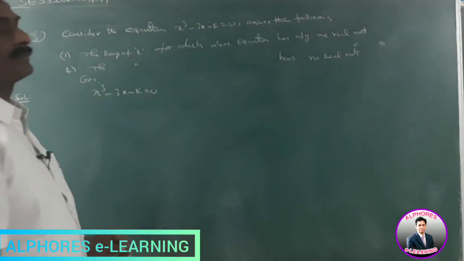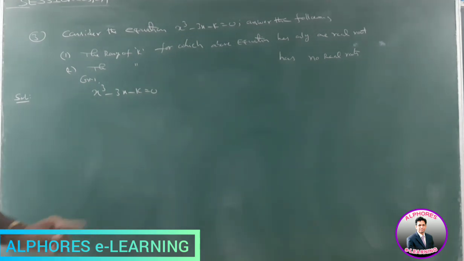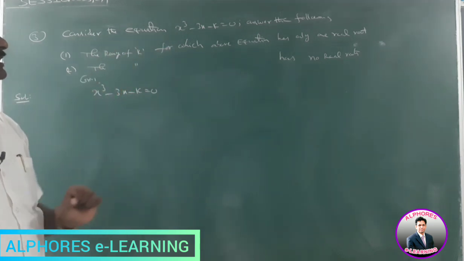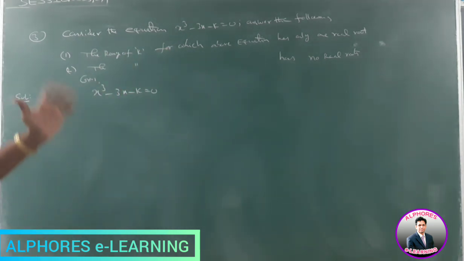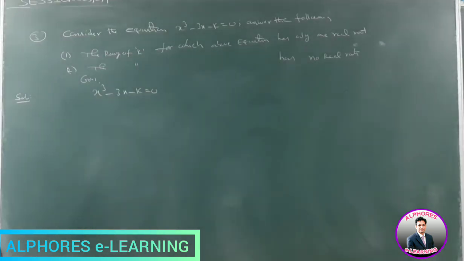Answer the following questions. First one, the range of k for which the above equation has only one real root. Second one, the range of k for which the above equation has no real roots. It is also a passage. The given polynomial equation is a cubic polynomial. We know the nature of the roots of a cubic polynomial.